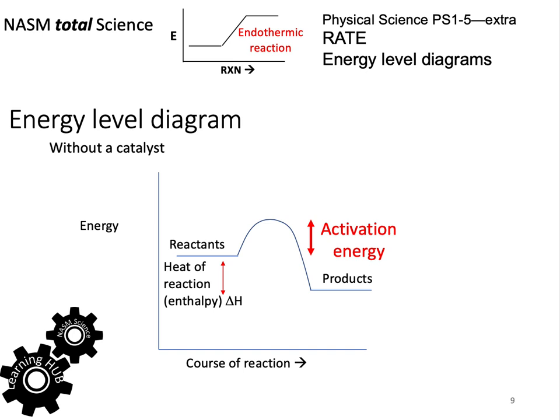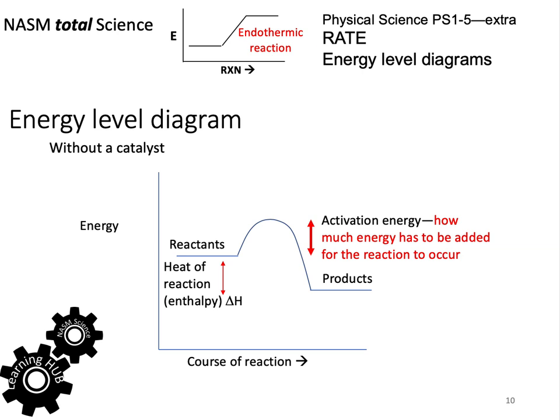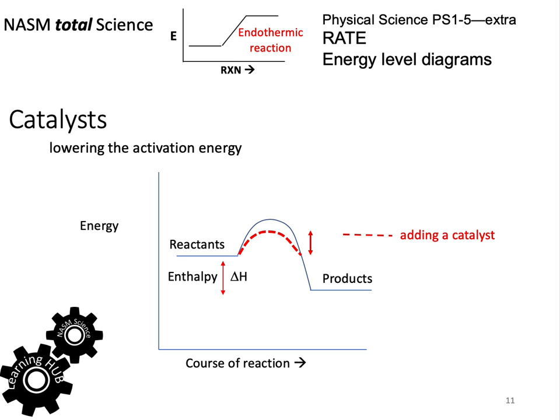The top of the peak is your reaction intermediate and has higher energy than that of the reactants or the products. And going from the reactants up to that peak is the activation energy. How much energy has to be added for that reaction to occur?